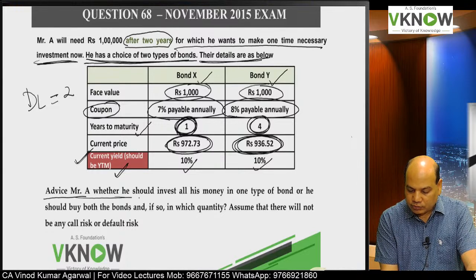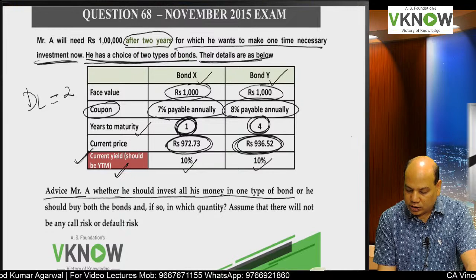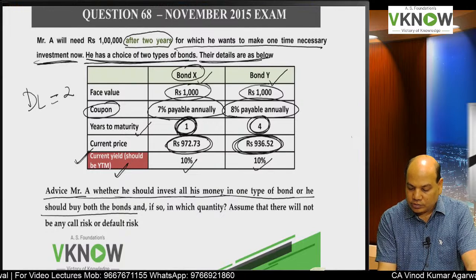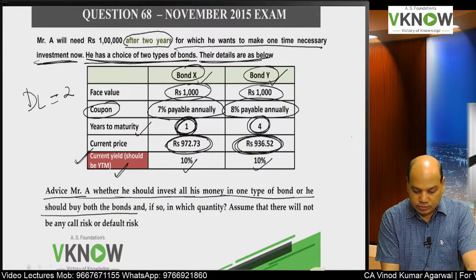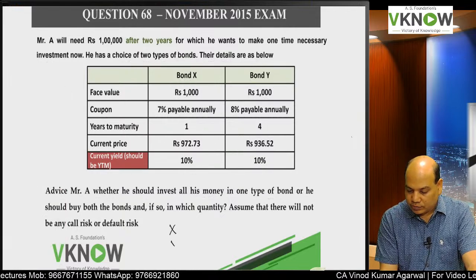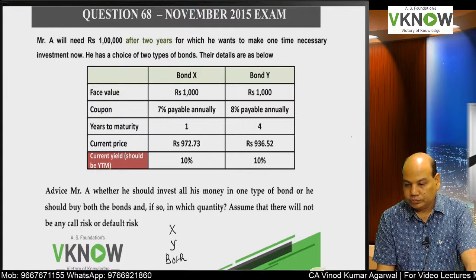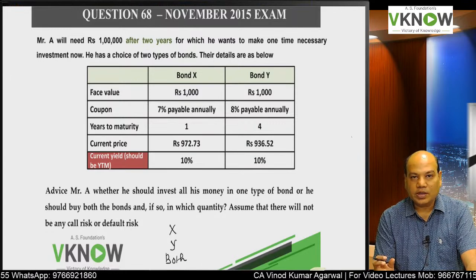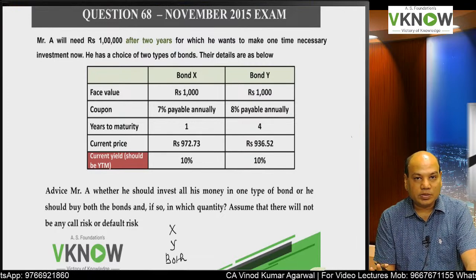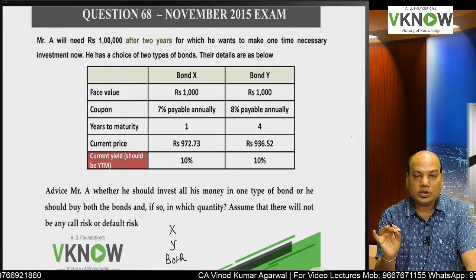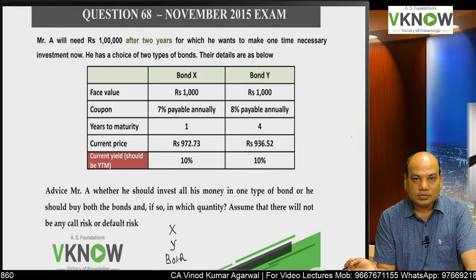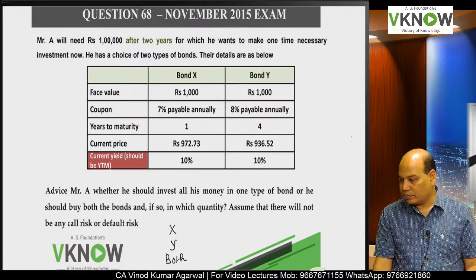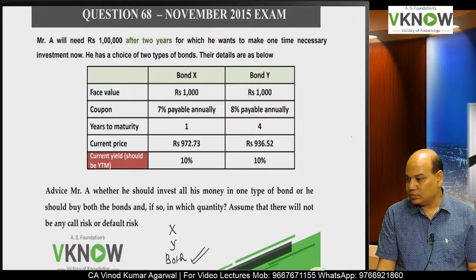Advise Mr. A whether he should invest all his money in one type of bond or he should buy both the bonds. So whether he should invest only in X, only in Y, or in both. What is your view? Anybody? First we'll check the duration. If the duration of any of these bonds matches 2 years, then we can invest in that particular bond. But if the duration of neither bond equals 2 years, then we'll have to invest in both the bonds such that the weighted average duration is 2 years. So the answer is we will have to invest in both the bonds.